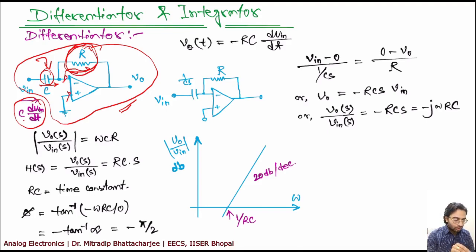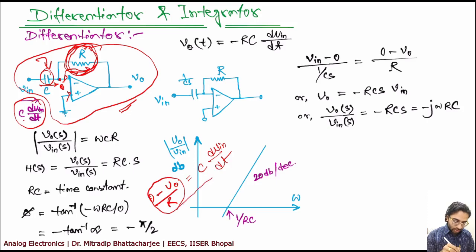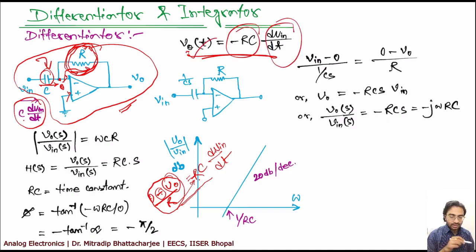So current through R will be, this place is 0, virtual 0. So it is 0 minus V0 divided by R is the current, which is equal to C dV in dt, right? So if you rearrange this equation, R will go this side, so it will become RC, and minus sign is there. So if you multiply minus on every side, it will be minus RC dV in dt is equal to V0. This is what is written. Okay, so V0(t) is minus RC dV in dt.